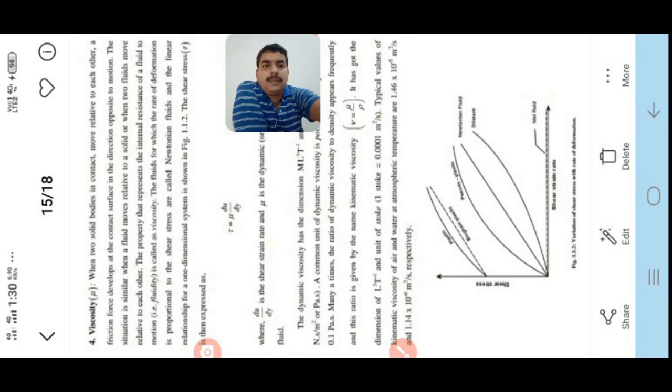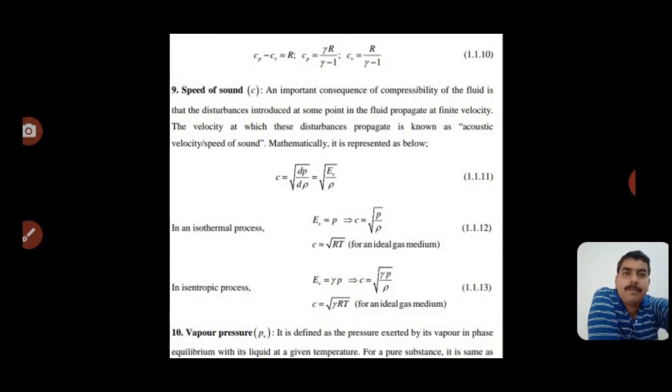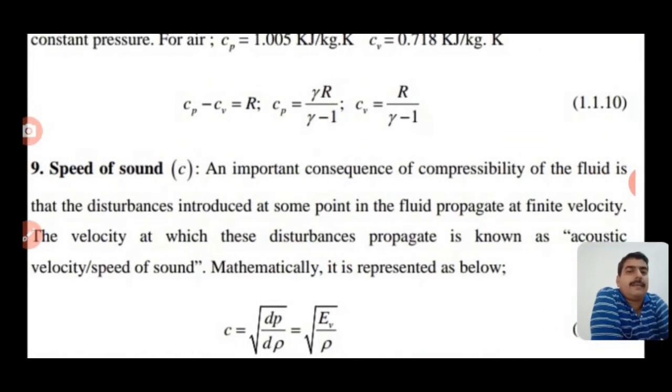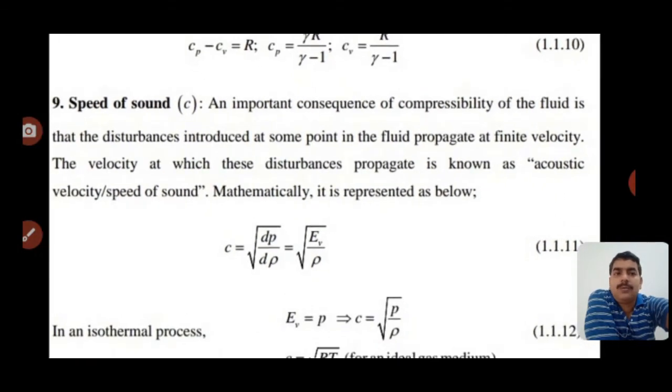Therefore, the difference between C_P and C_V is equal to R. We know that C_P is equal to gamma R upon gamma minus 1 and C_V is equal to R upon gamma minus 1.